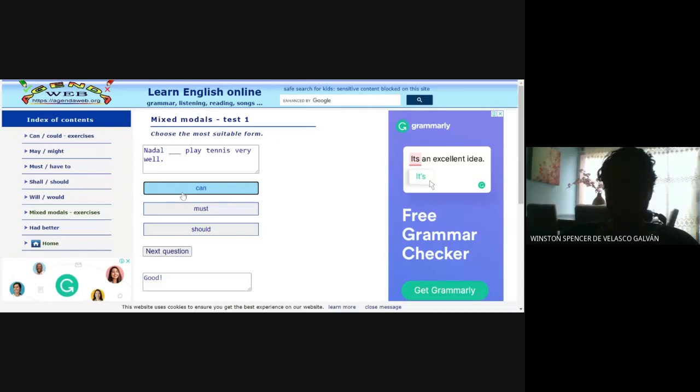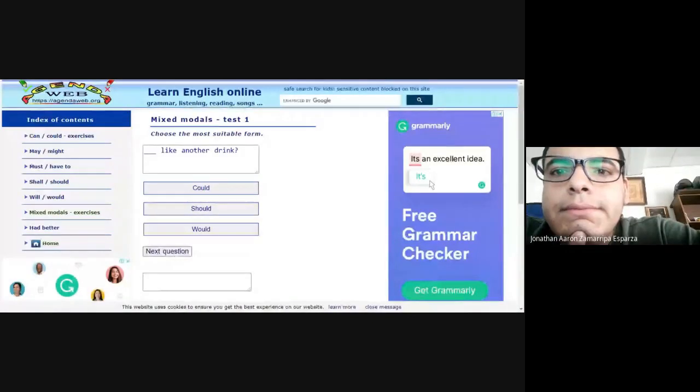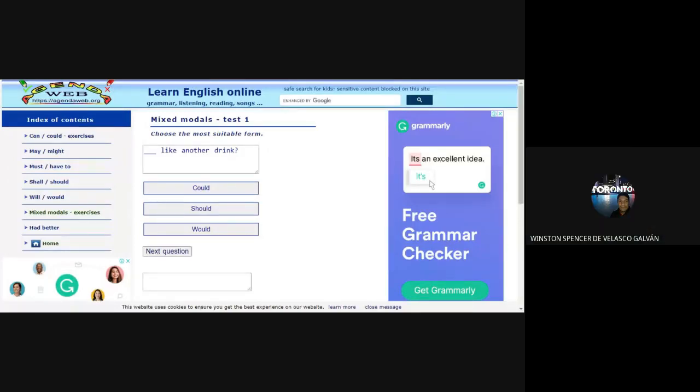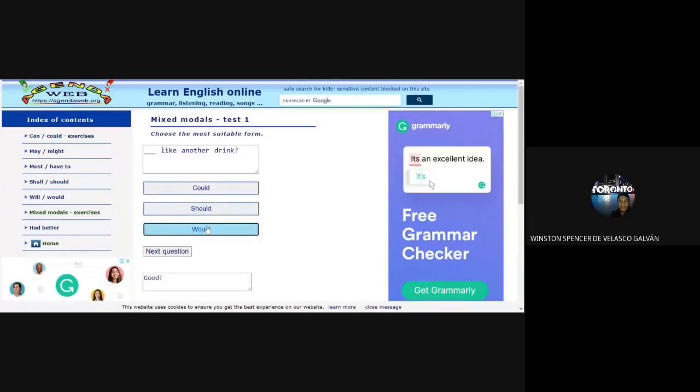Yes. It's good. Next question. Okay. Please, Daphne, tell me: space like another drink. Cool, should, or would? I think it is would. Okay, let's see. Yes, it is good.